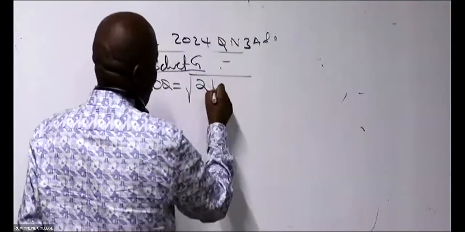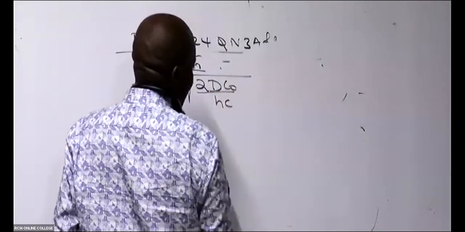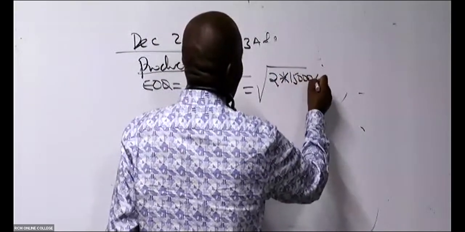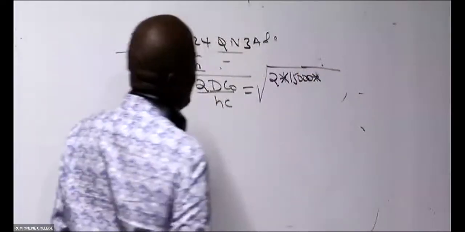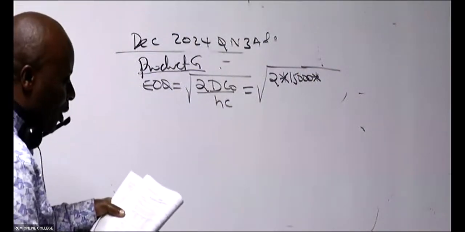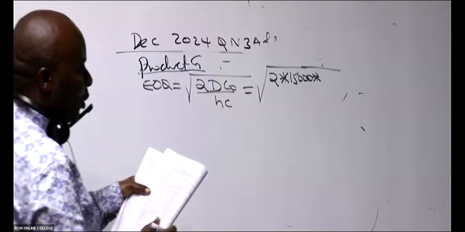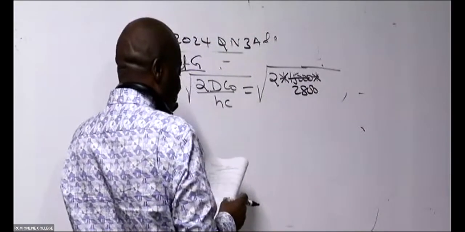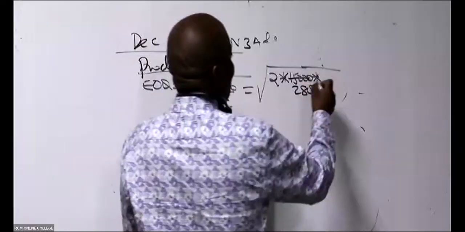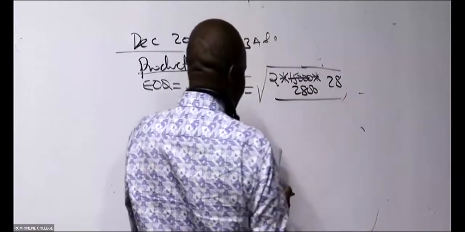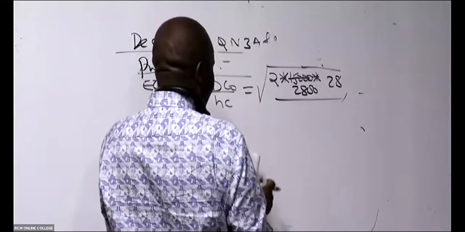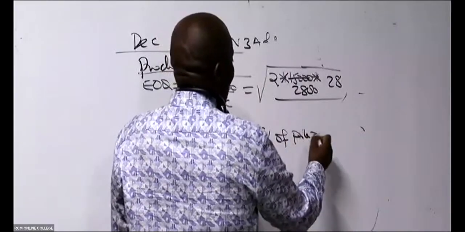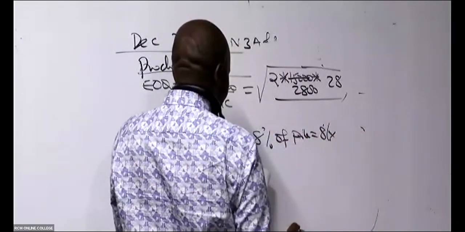How do we get EOQ? It is the square root of 2DCo all over HC. So it will be the square root of 2 times annual demand, which is, no, I'm wrong, the annual demand for G is 2,800, times cost per order, which is 28. Everything to be divided by holding cost. Holding cost, I can do it separately, is 8% of price. So it will be 8% of the price, that is 25.